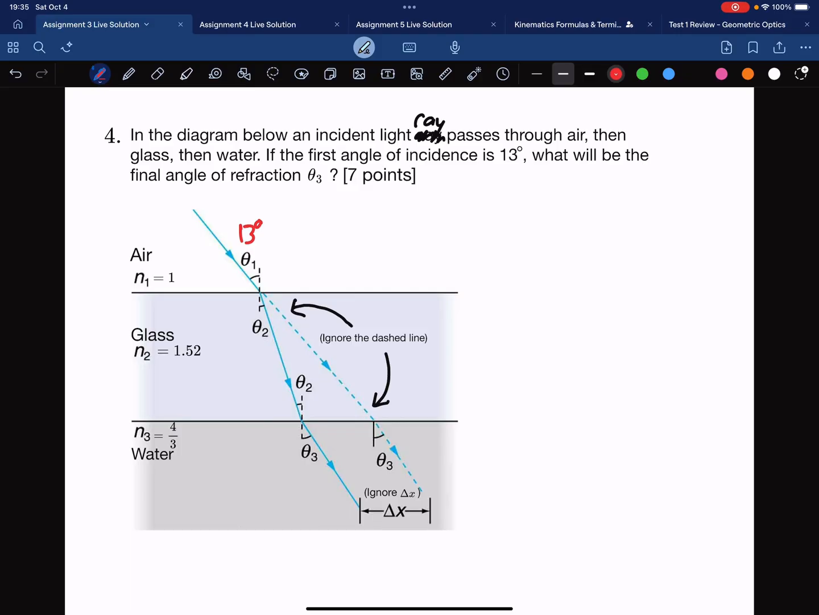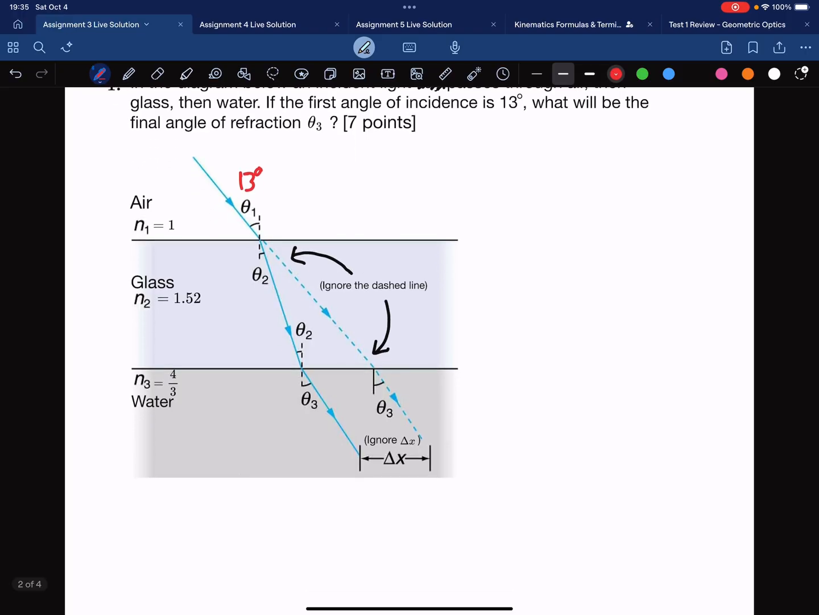Now, this was a screenshot, not something I created, so there's some extra dashed lines from the original question here. Some of you, it looks like, took that as a hint as to how to take a little bit of a shortcut with this problem, where if you set it up just right, you don't actually have to do Snell's law twice. You can skip over the glass portion here. But anyway, I will show the longer way at least.